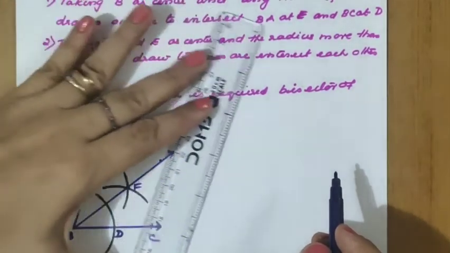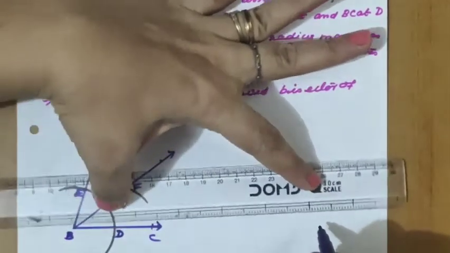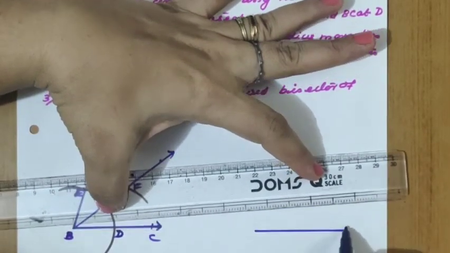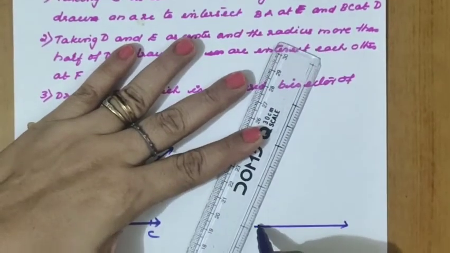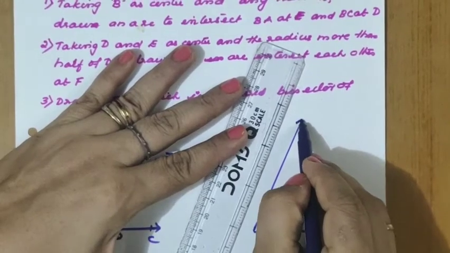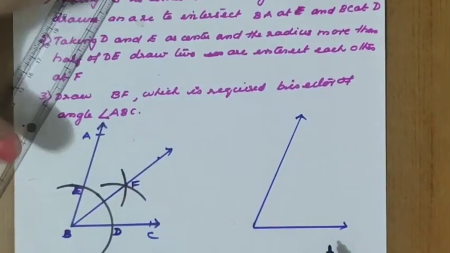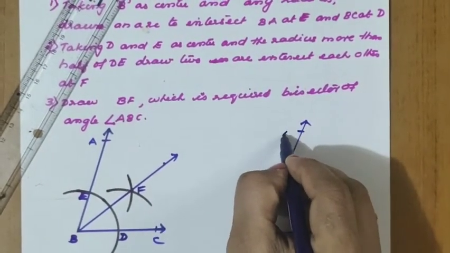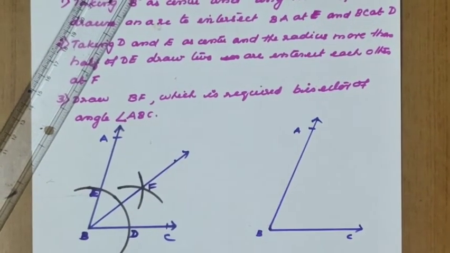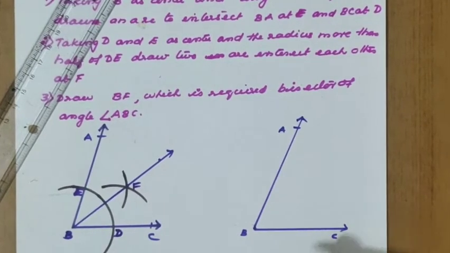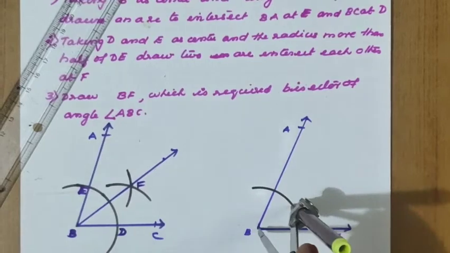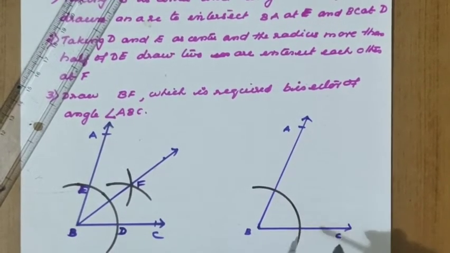What are the steps? One more time I'm showing. So any angle, draw it. We are not taking any measurement here, just drawing an angle. Okay. So ABC, according to the question, I'll give the names A, B, C. Now what is the next step? With B as a center, draw an arc.